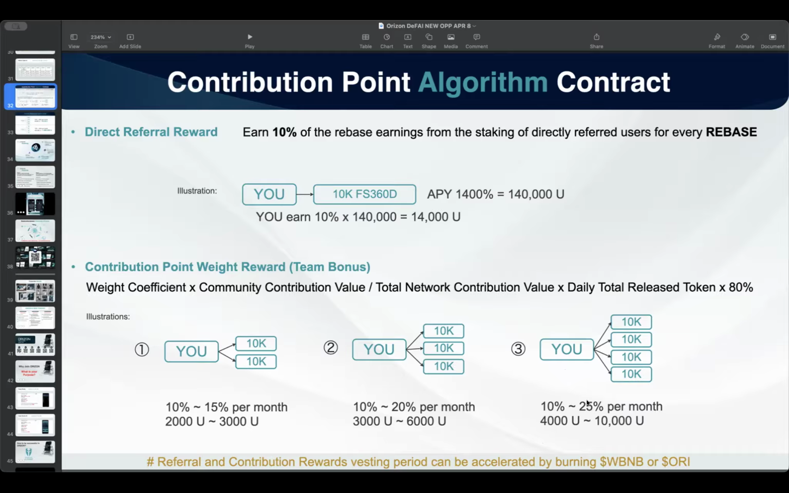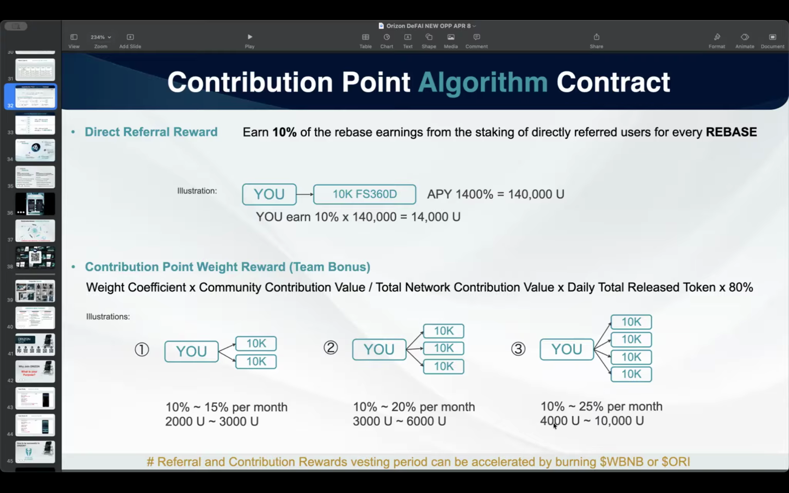Okay. So why is this figure not static? Because of the mathematics here. You have a weight coefficient times community contribution value times total network value times total daily release tokens times 80%. The only fixed values are this 80% and this weight coefficient. Okay, weight coefficient is a fixed value. Community contribution is not a fixed value. Okay, it's also a variable depending on your referral activities. This is also a variable. This is also a variable that is not fixed.